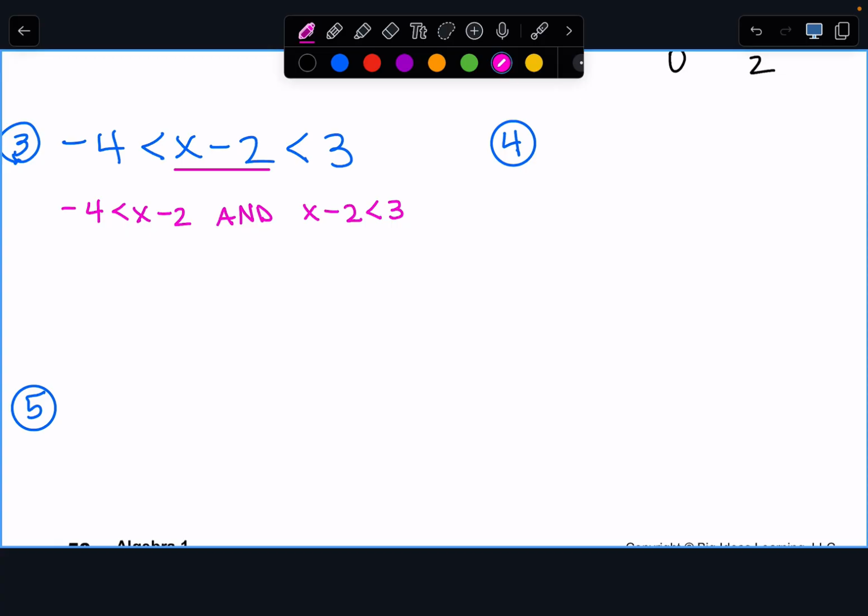What should I do over here? Add 4. No, add 2. Okay, adding 4 would not be helpful because I want x by itself. So we're going to add 2 to both sides. -2 is less than x. Guess what? We got to do the same thing to this piece over here, right?